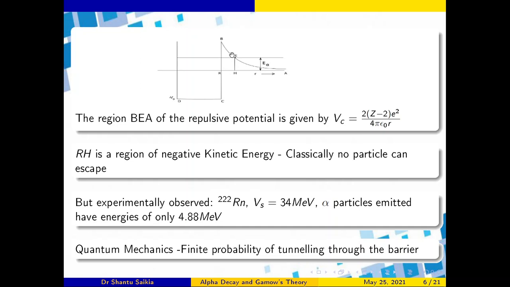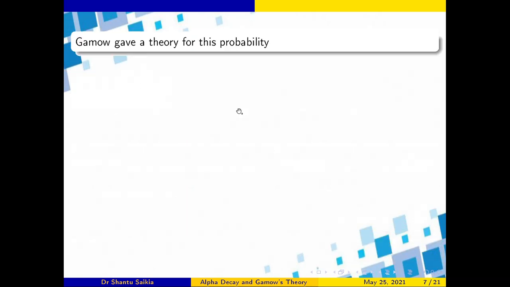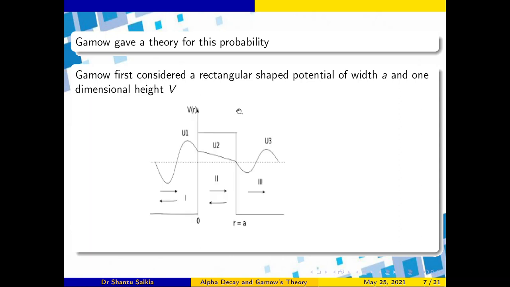Instead of considering a potential of this form, he considered a step potential. So this is the region of negative kinetic energy, let us say, and this is the region outside the nucleus. So he considered a step potential of this form, region 1, region 2 and region 3. The wave function of region 1, he called U1, region 2 U2 and region 3 U3.